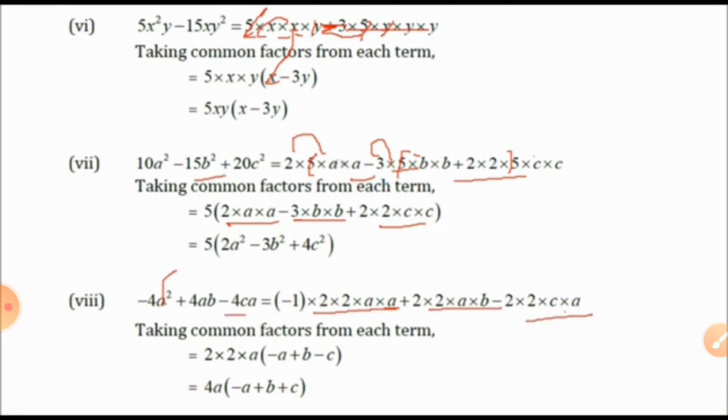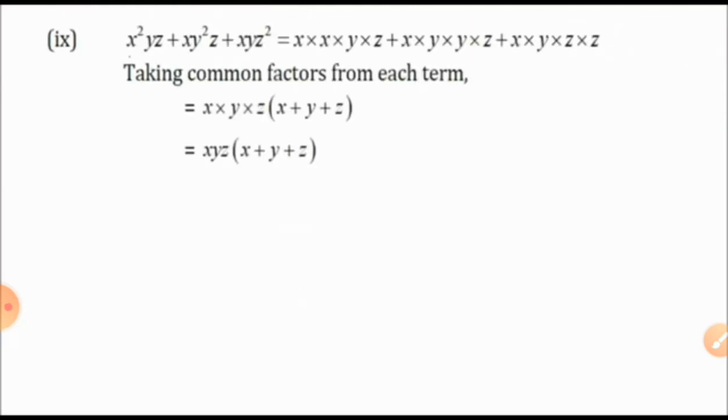Same way for the eighth one, minus 4a square plus 4ab minus 4ca. Is it correct? Sorry. Taking out 4 and a.